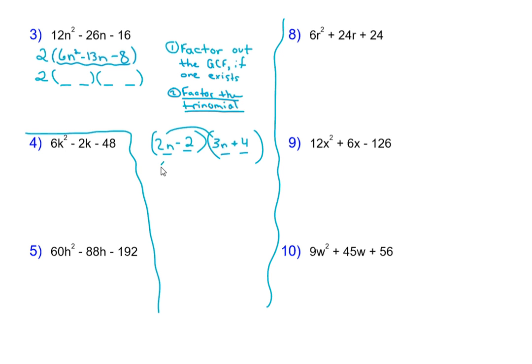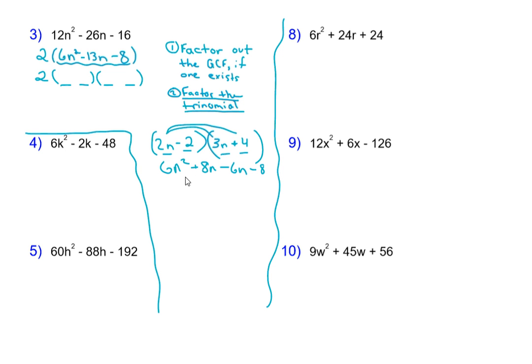We already know that should equal 6n squared. Then the outside two gives me an 8n. Oh, excuse me, an 8n. I don't have an n over here, so that gives me an 8n. The inside two gives me a negative 6n. And then the last two gives me a negative 8, which I knew would happen.